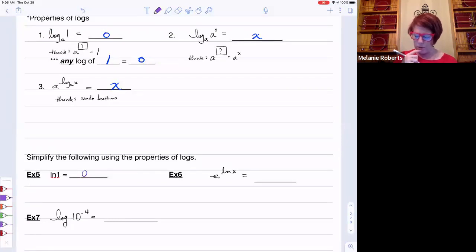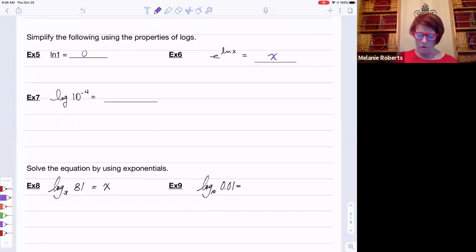For example number 6, it's like property number 3. Notice that these two have the same base. This is e raised to, remember that ln of x is the same as log base e. So this really says e raised to the log base e of x. So that's the property that we're looking at. So this is going to equal x.